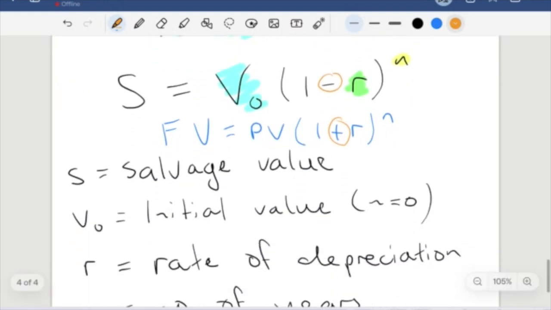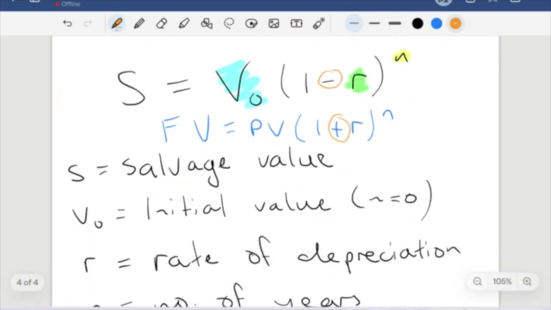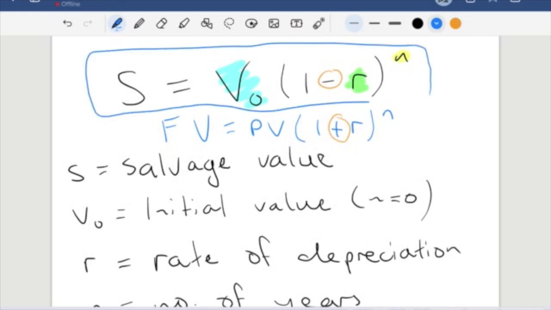This is the formula here, and obviously when we do the practice questions in the next video, we're not going to go through this in the very, very long way. The point of coming up with this formula is that now we have something that we can just plug all of the important bits into. To find our salvage value, we take our initial value, times it by 1 minus the rate of depreciation, all to the power of n. We'll work through this a lot more in the next video.